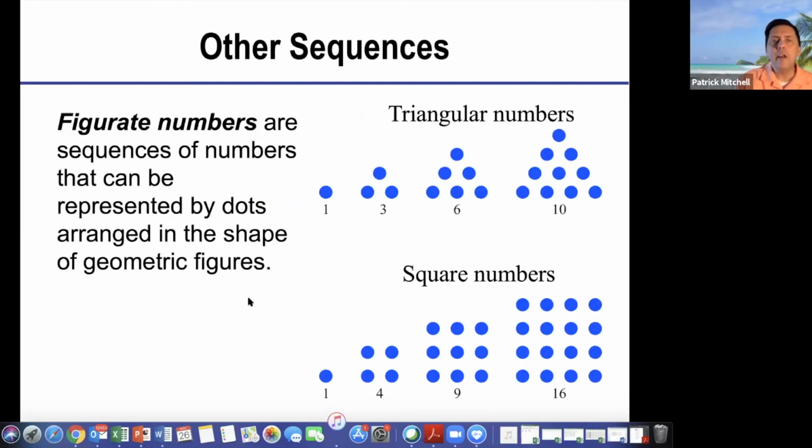Other sequences, here's an example. Figurate numbers, so think of the word figure, are sequences of numbers that can be represented by dots arranged in the shape of geometric figures. So for example, triangular numbers look like this. You arrange dots in a triangle and you get a sequence that looks like 1, 3, 6, 10. Of course, you already know about square numbers. If you arrange the dots in a square, then you get your perfect squares, 1, 4, 9, 16, et cetera, et cetera.